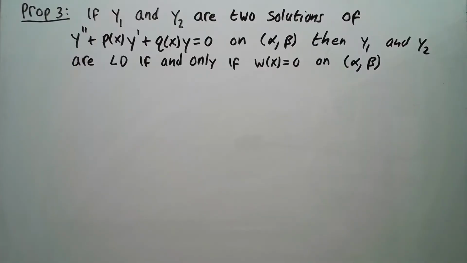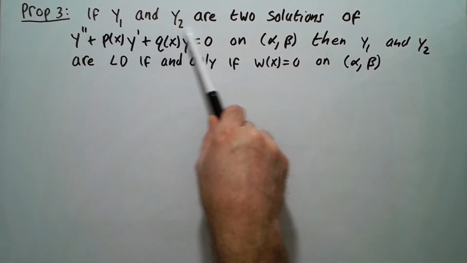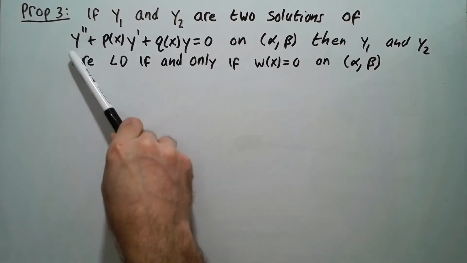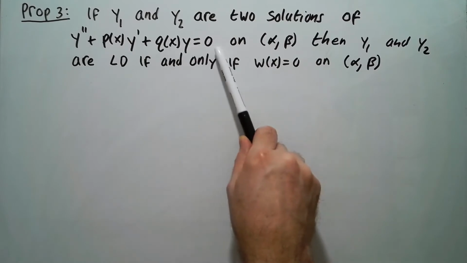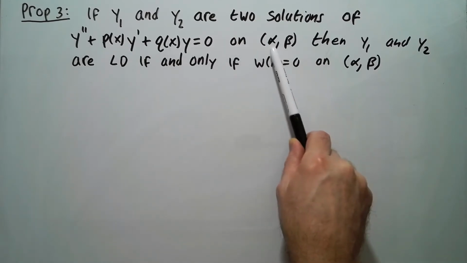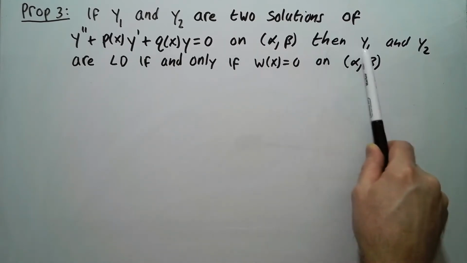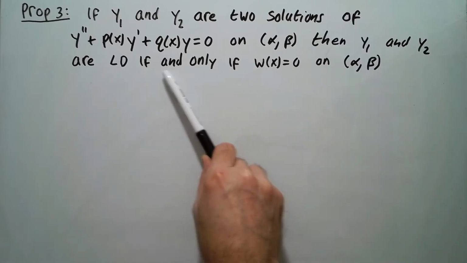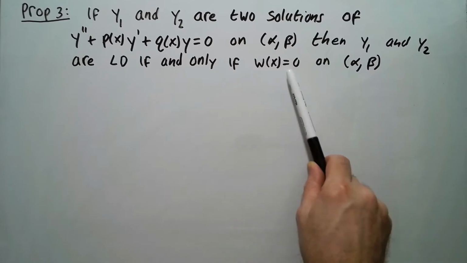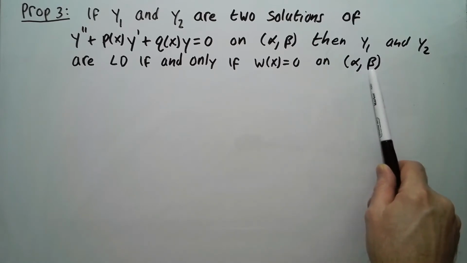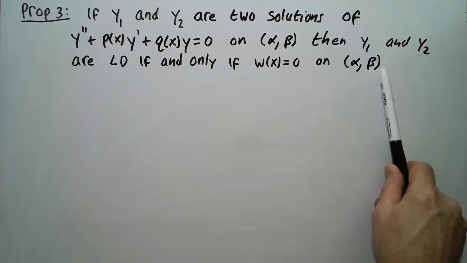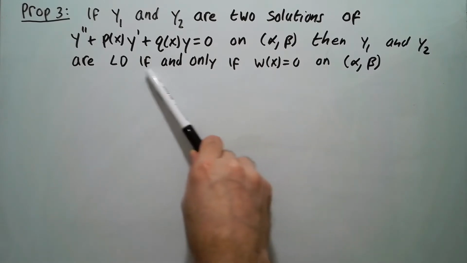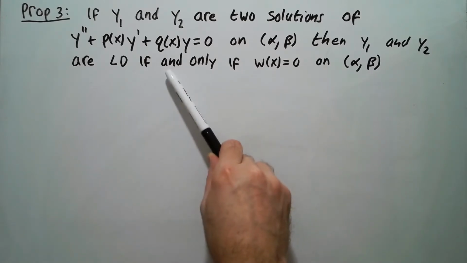Okay, so let's look at proposition 3. It says if y1 and y2 are two solutions of the second order differential equation, this guy here, on interval alpha to beta, then y1 and y2 are linearly dependent if and only if the Wronskian is 0 on alpha beta interval. So this is an if and only if proof, so we have two directions to show. So let's start the proof.